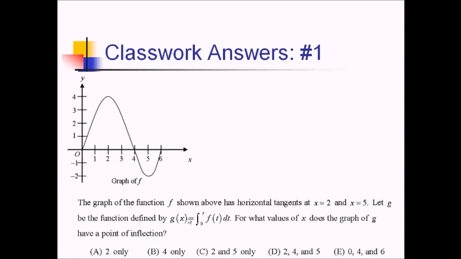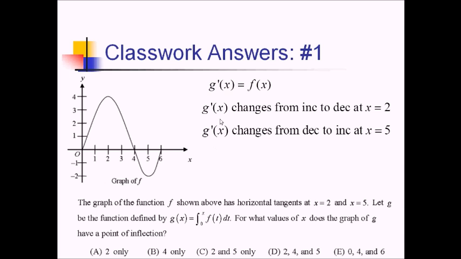So let's just start off by connecting the g function and the f graph here. If we differentiate both sides of this equation using our fundamental theorem, we see that g prime is really just f of x. And f of x, this graph here, is going from increasing to decreasing at x equals 2, and it's going from decreasing to increasing, another change in direction, at x equals 5. Based off of this alone, we can conclude that g has points of inflection at x equals 2 and 5, which gives us answer choice C.